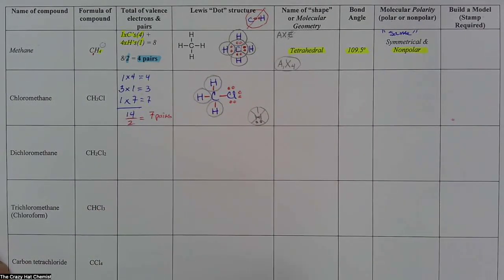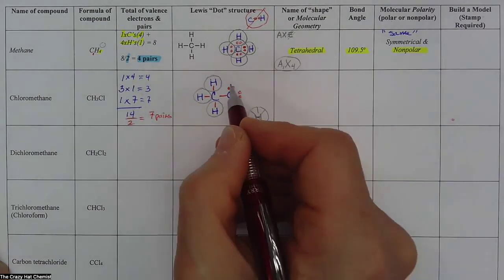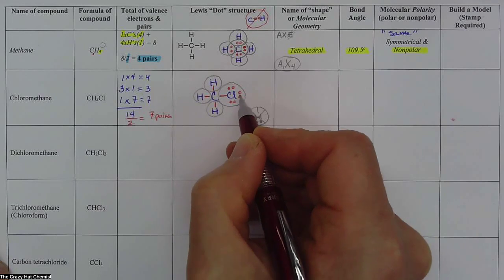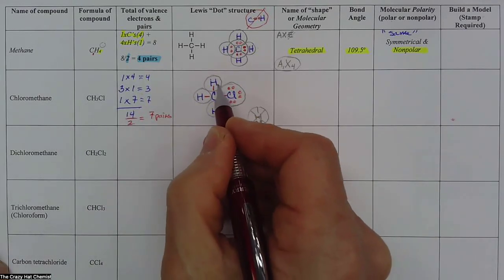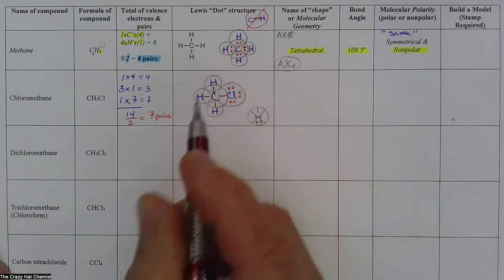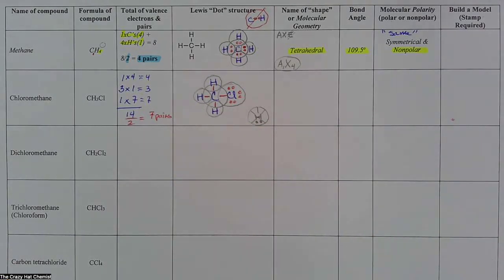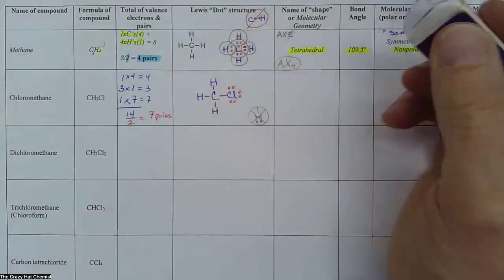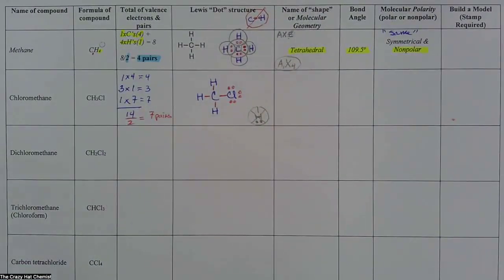Now we're going to verify the octet rule. So I'm going to circle this chlorine. It has 2, 4, 6, 8 electrons. I'm going to circle this carbon. It has 2, 4, 6, 8 electrons. So the chlorine and the carbon both have an octet, and the 3 hydrogens have a duet. I'm going to erase all the pencil marks that I've done here because that does not belong. All right, perfect. You're doing a fantastic job.